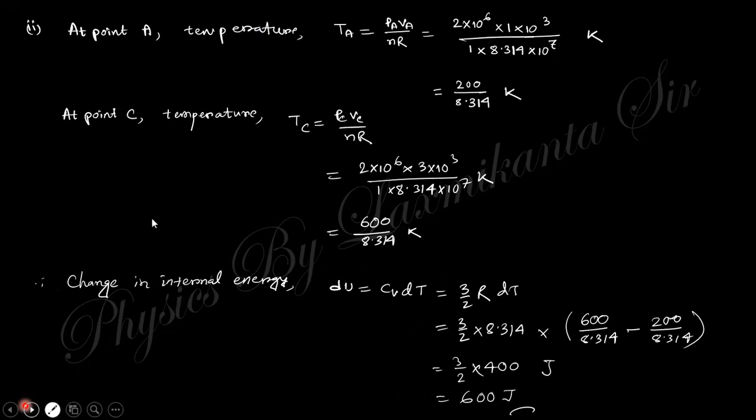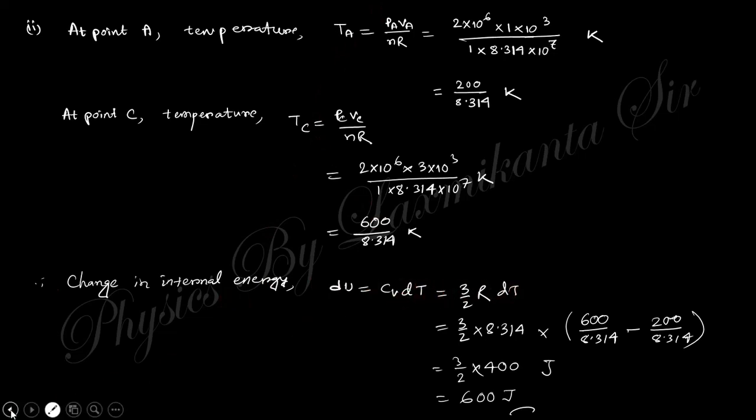You can see here temperature A is nothing but PA VA by NR. So PA VA by NR, just put this value from the graph, and R value is like that. This is CGS unit, that's why R is taken in CGS unit. And for temperature at point C, with a similar process you will get the temperature. Okay. So change in internal energy is nothing but Cv, 3 by 2 R dT.